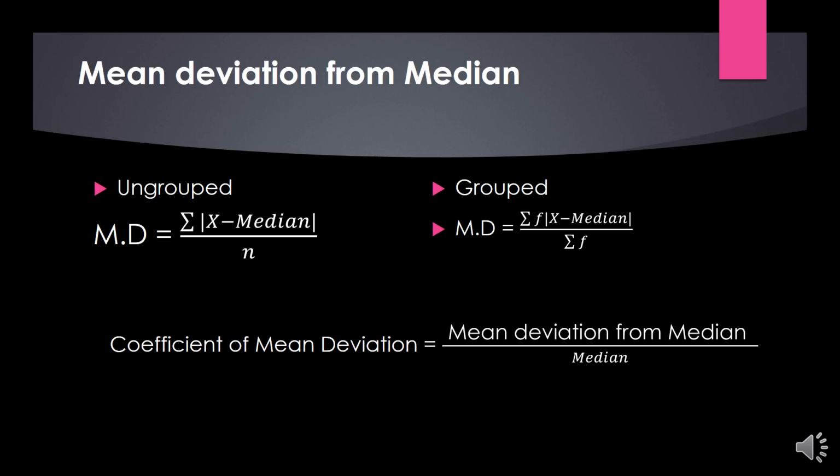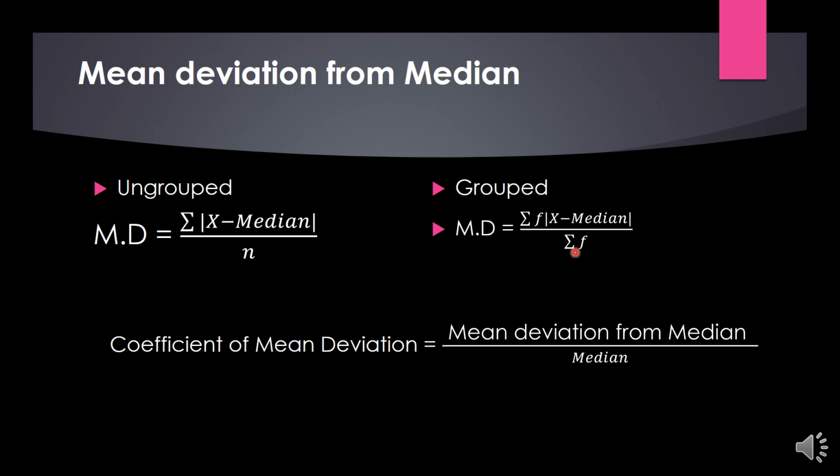So here we have the two formulas of mean deviation. The first one is for the ungrouped data, as you can see, and for the grouped data we have another formula. In the previous video we wrote x bar, which is the arithmetic mean. Because we are finding here the mean deviation from median, the average which is written here is converted to the median. So the absolute deviation of x minus median, divided by n.